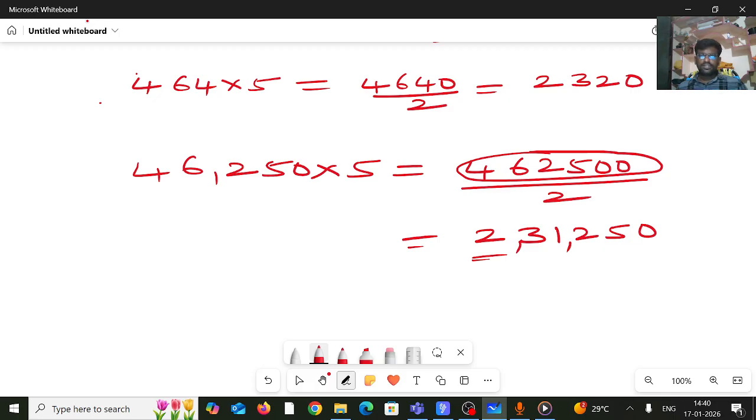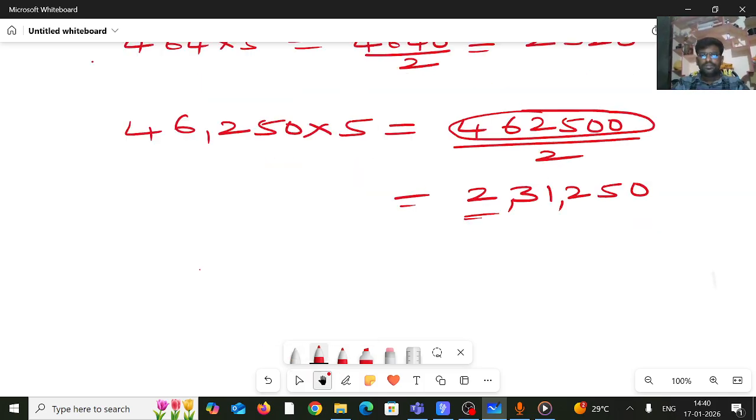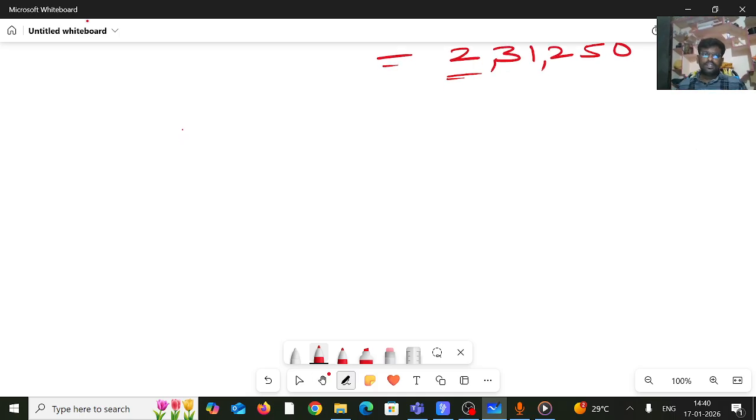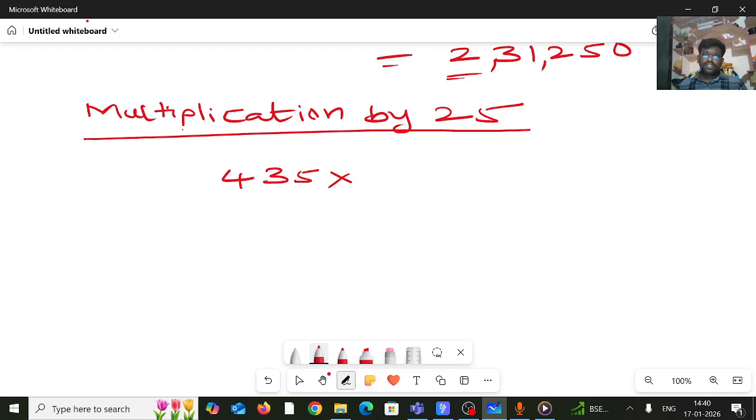And then coming to the next one, multiplication by 25. I think I might have discussed this in the previous video, but I will discuss it now also. 4355 multiplied by 25.